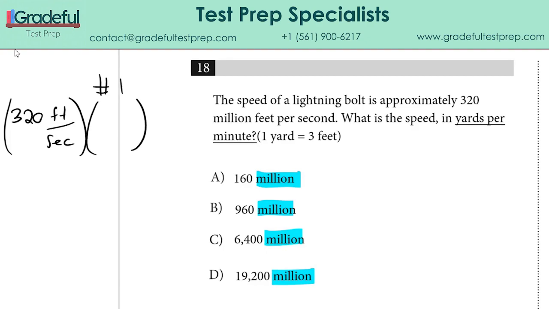So here, let's multiply this by 60 seconds over 1 minute. Now, we could have multiplied by 60 seconds over 1 minute, or by 1 minute over 60 seconds. They're both equal to the number 1. But what we're trying to do is to get the seconds on the bottom to cancel against seconds on the top.